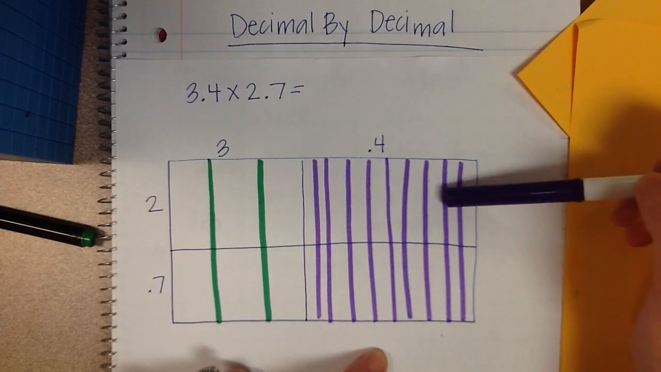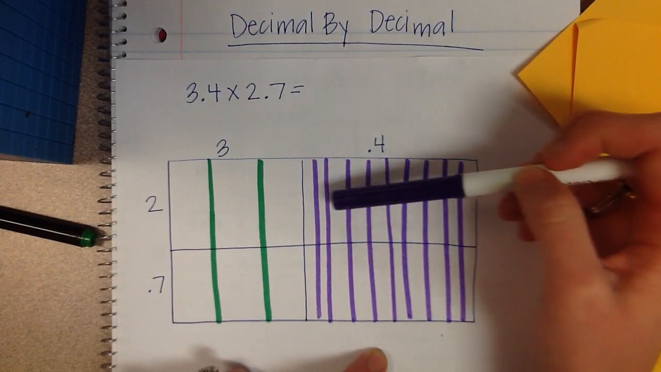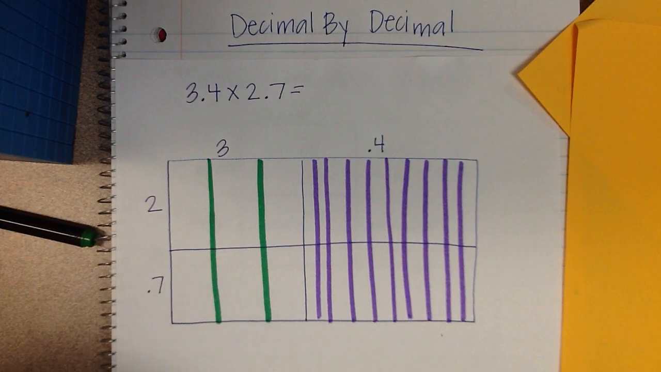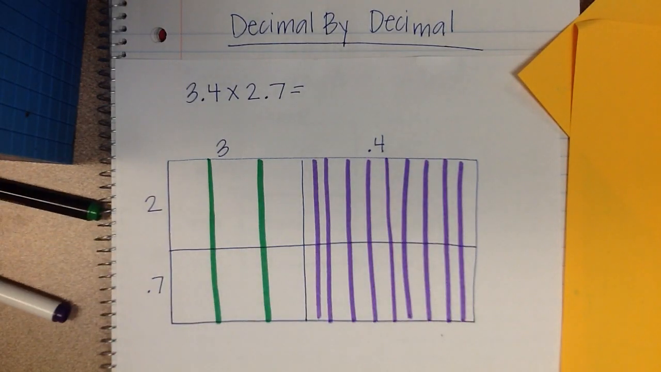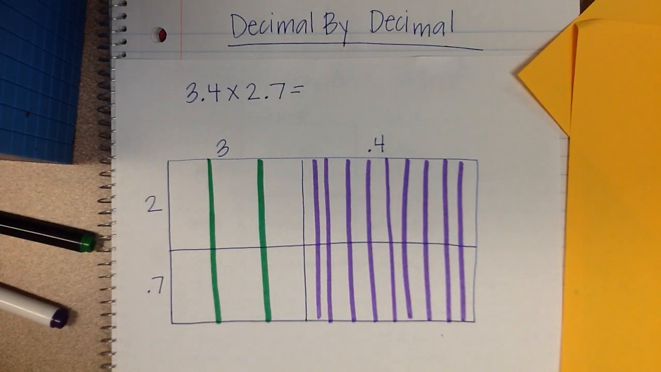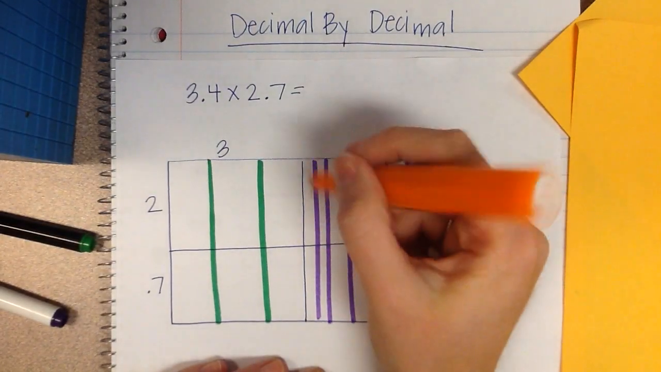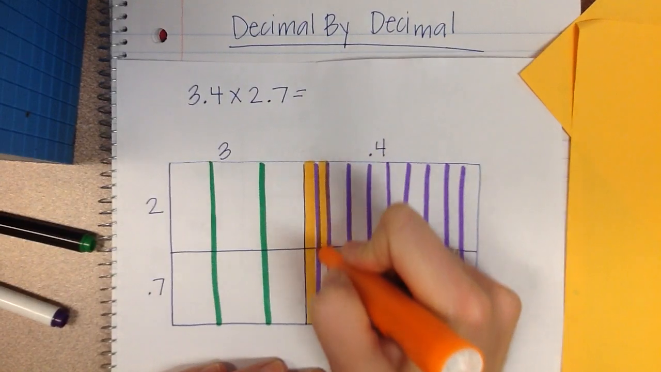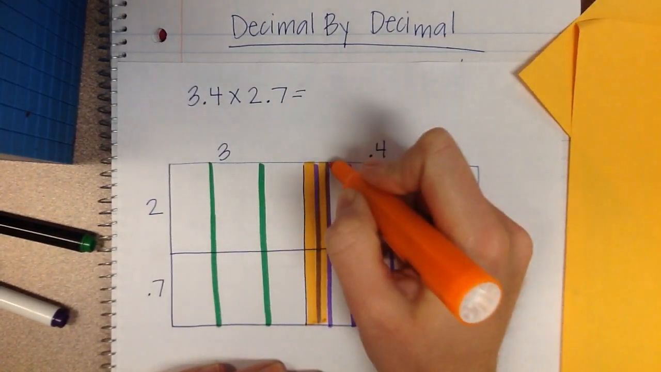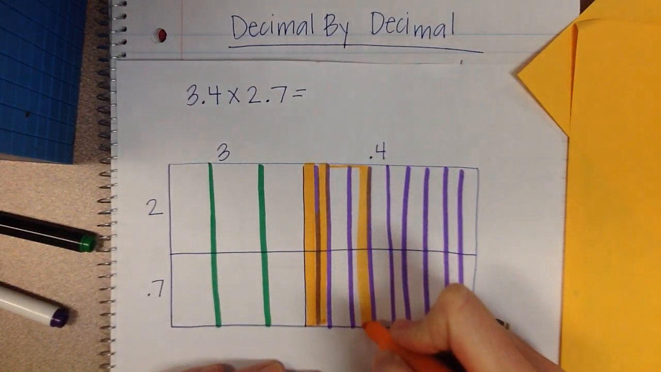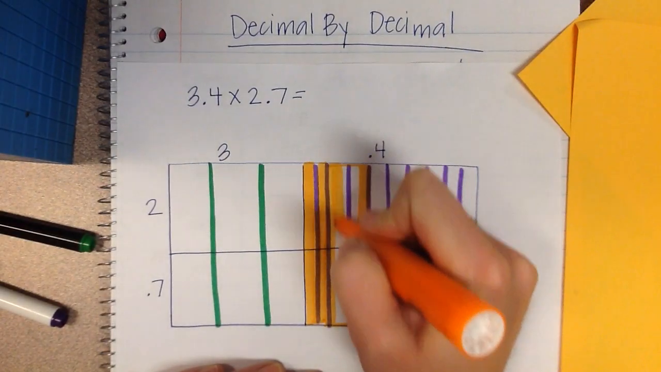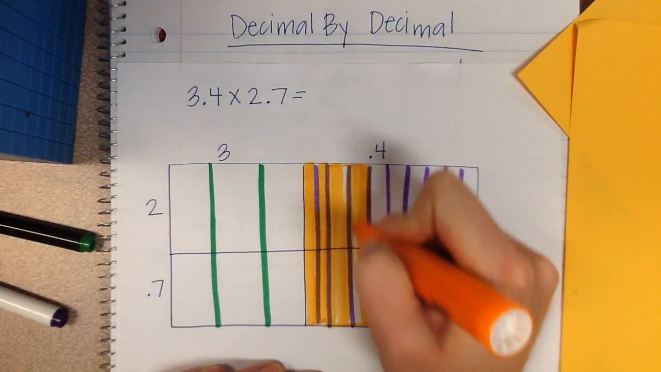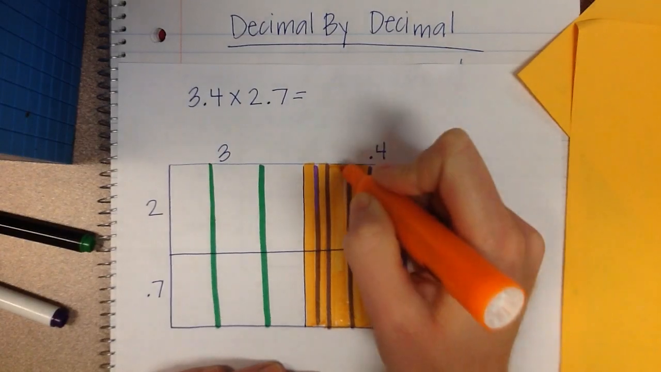So 1, 2, 3, 4, 5, 6, 7, 8, 9, 10. So I broke it into 10 because we're in tenths. So now what I'm going to do is I'm going to color 4/10 in. 1, 2, 3, 4. And look, I'm going all the way down.